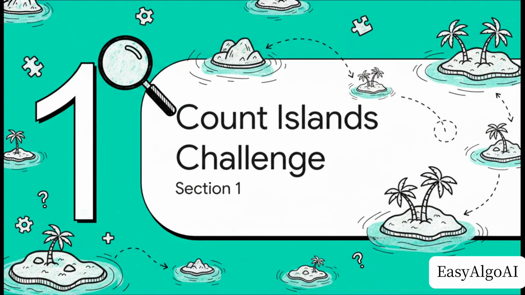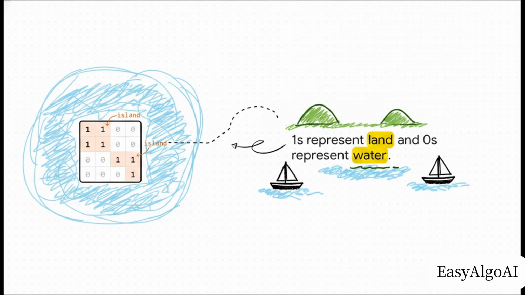All right, section 1, the Count Islands challenge. Let's look at exactly what we're trying to solve here. So here's the classic setup they're going to hand you in the interview. It's a binary matrix. The ones represent land, and the zeros represent water. Your overarching goal is super simple to say, but a bit trickier to actually code. You just need to return the total number of distinct islands.